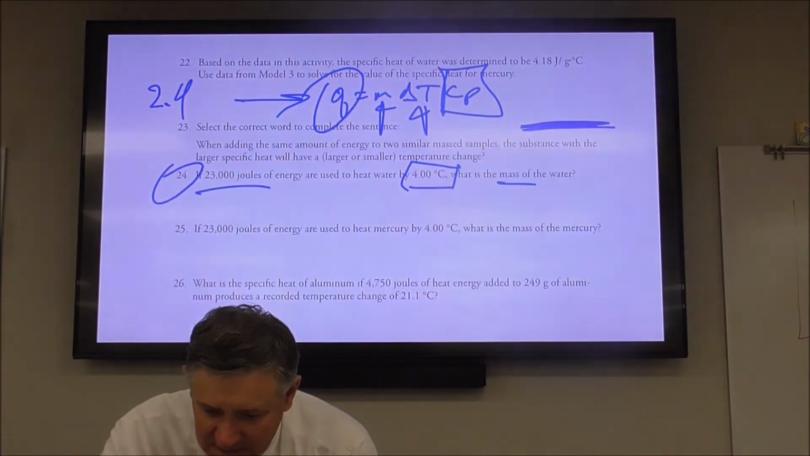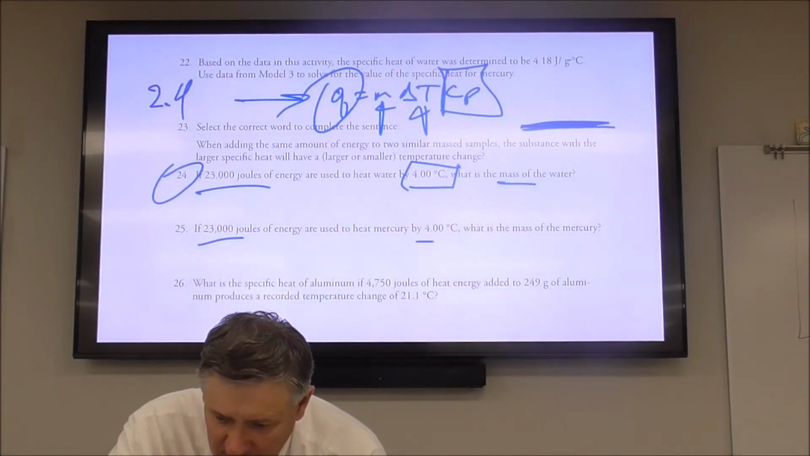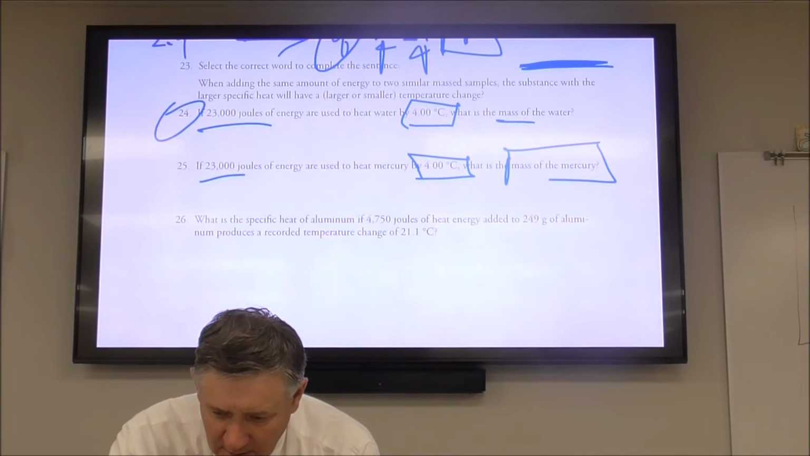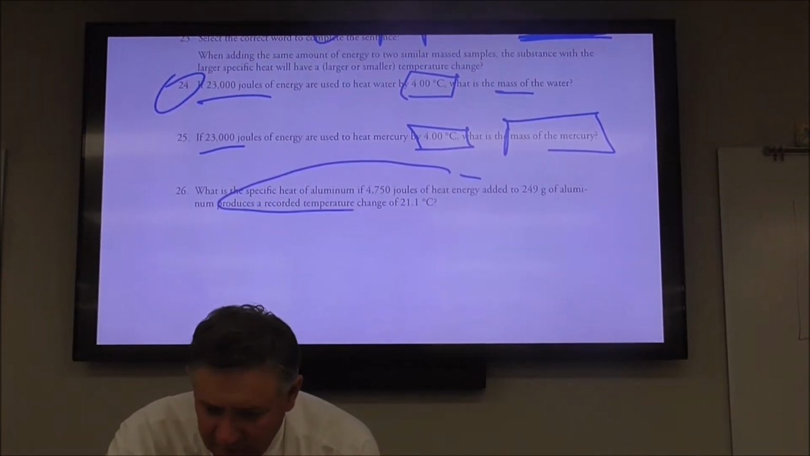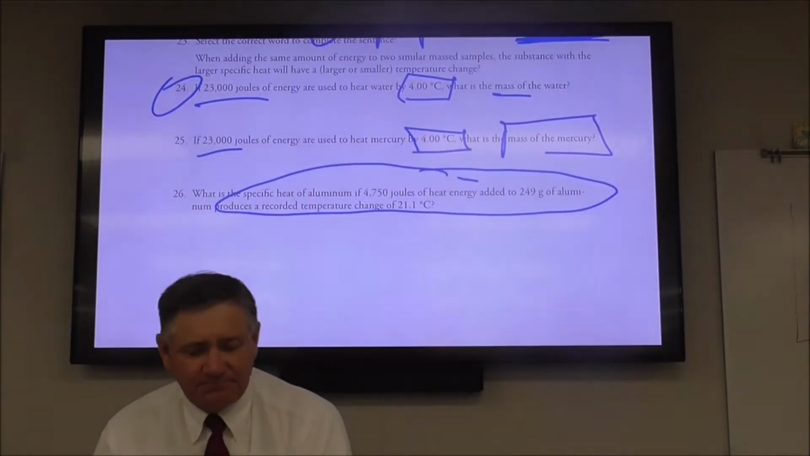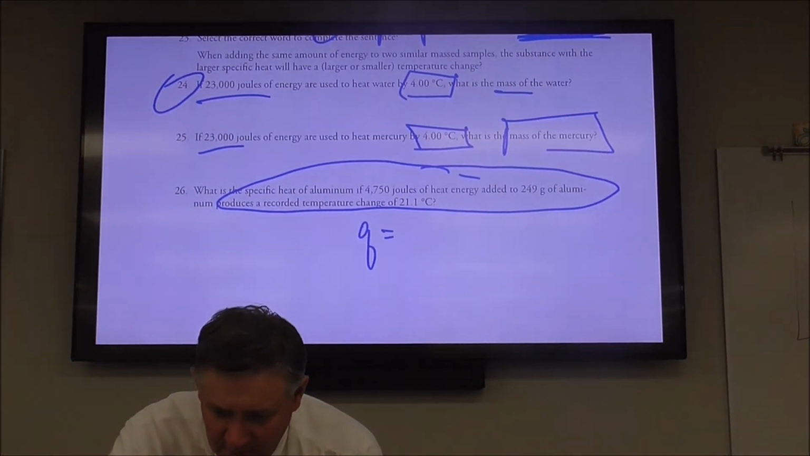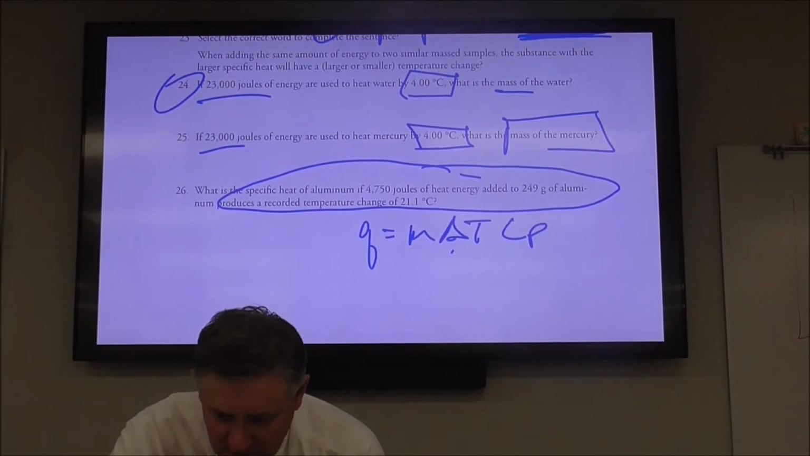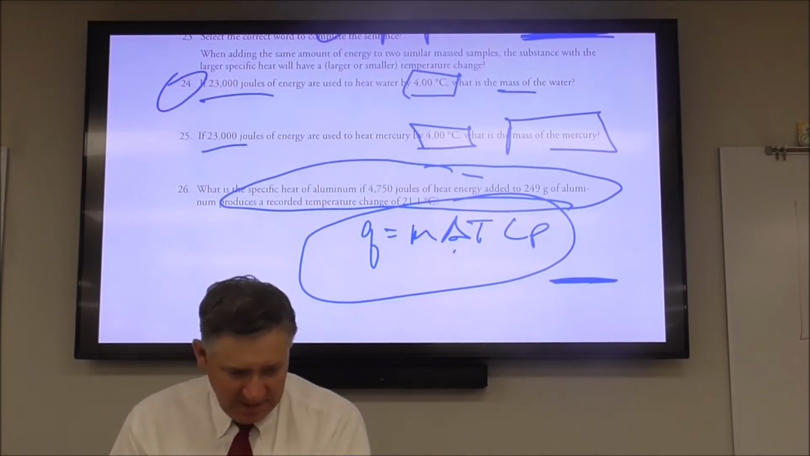25, it's the same idea. We're going to dump in the same amount of energy. There's my same change in temperature. Find the mass of the mercury. Then, on 26, you're going to try and solve for the specific heat. So, you've got your Q value, you have your mass, you have your change in temperature, solve for the specific heat. And again, pretend that there's a line over here and put that answer there.